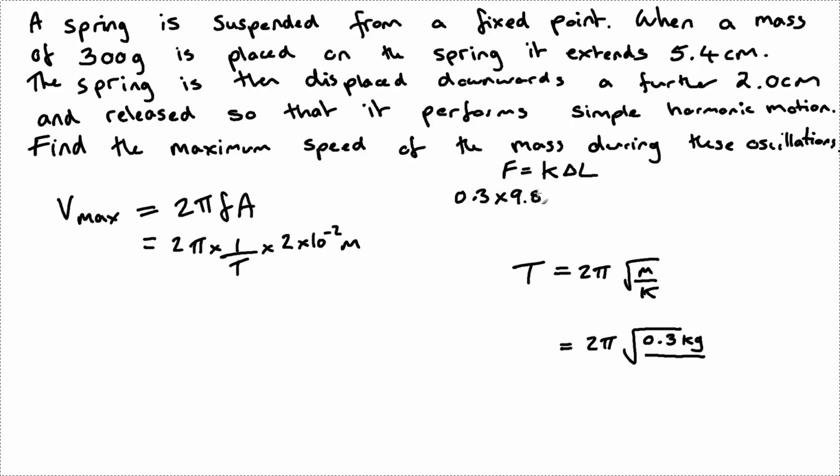And if we do that, we can put the weight of the mass in as the force that's causing the spring to extend. We know that that weight extends the spring by 5.4 centimeters, or 5.4 times 10 to the minus 2 of a meter. And it is then simply a case of rearranging the formula to work out the spring constant.